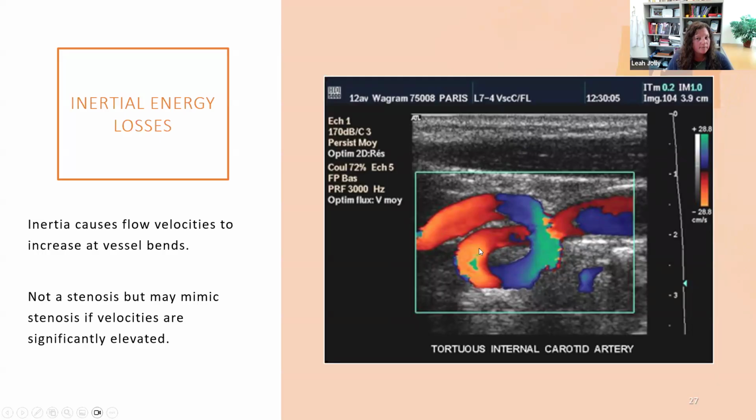So we actually don't want to measure at vessel bends unless we truly believe there's pathology there. So if I were to take velocities in this vessel, I would probably do one here in this straight segment before we get to the bend, and then another one after we've exited the bend, but not anywhere that the flow is actually going around a loop, because then we get artifactually elevated velocities that could suggest to someone that there's a pathology when there really is not.